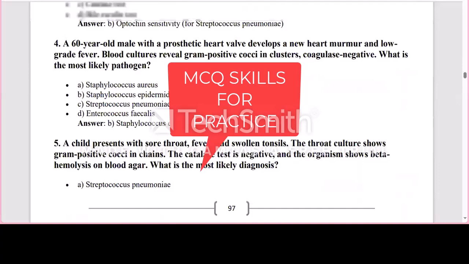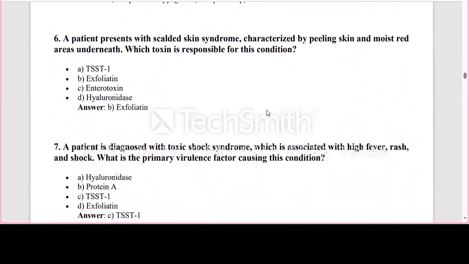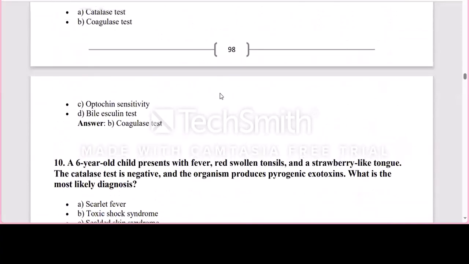These are MCQ skills. After reading the pearls, you can solve these MCQs.